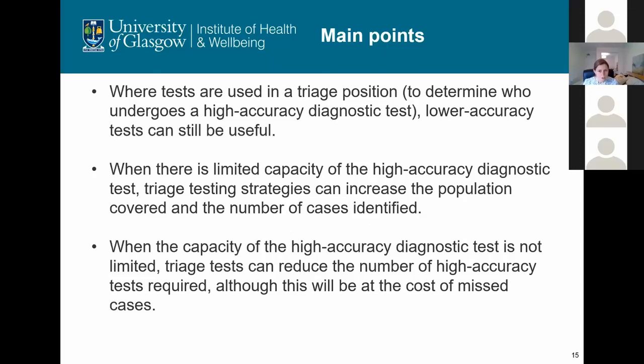So I hope that's not totally confused everybody. The main points are where a test is used in a triage position, lower accuracy tests can still be useful. And when there's limited capacity of the high accuracy or reference test, triage testing strategies can increase the population covered and the number of cases identified. And when the capacity of the high accuracy diagnostic test is not limited, then we're looking at a more traditional balancing between reduction in the number of tests required at the cost of missed cases.